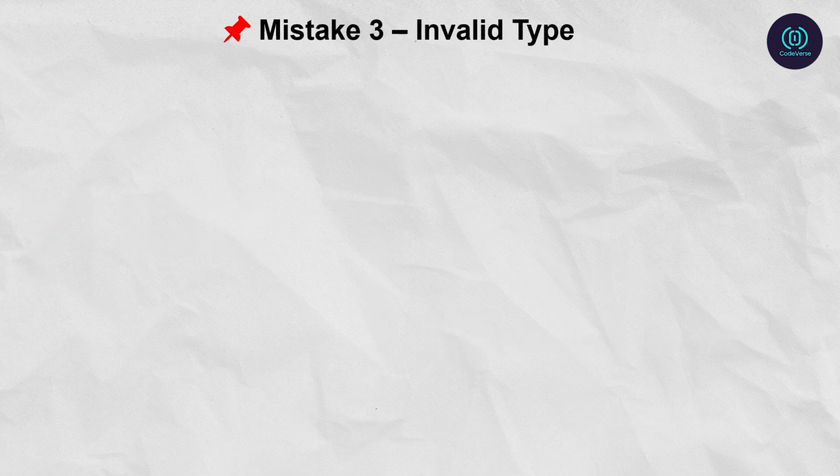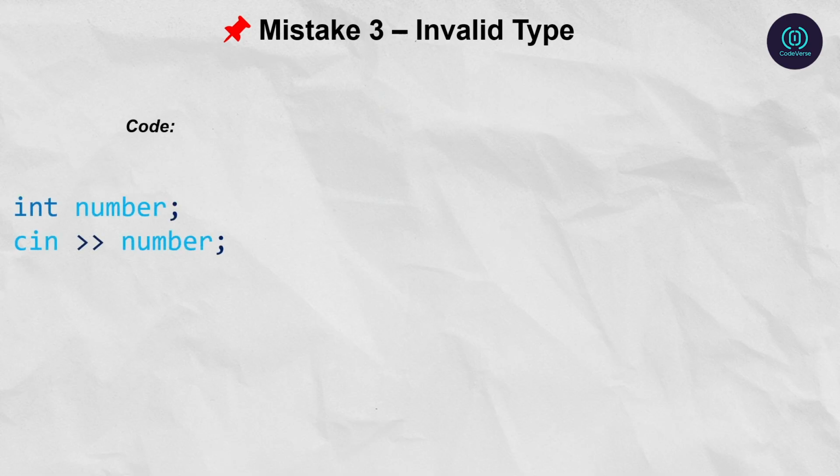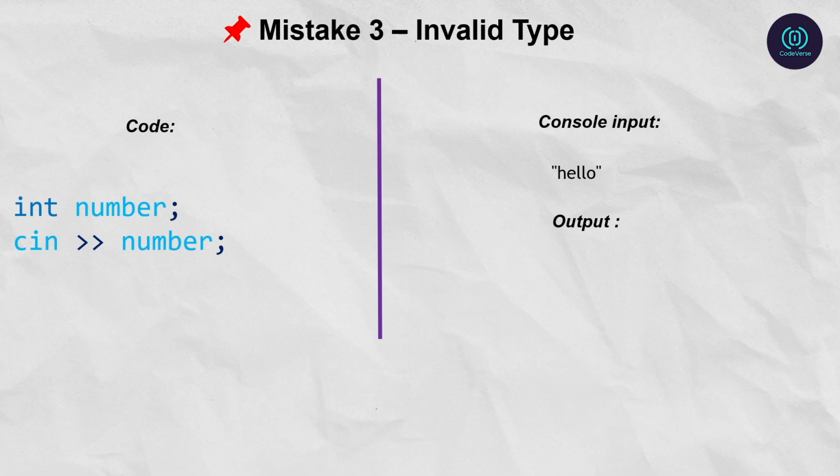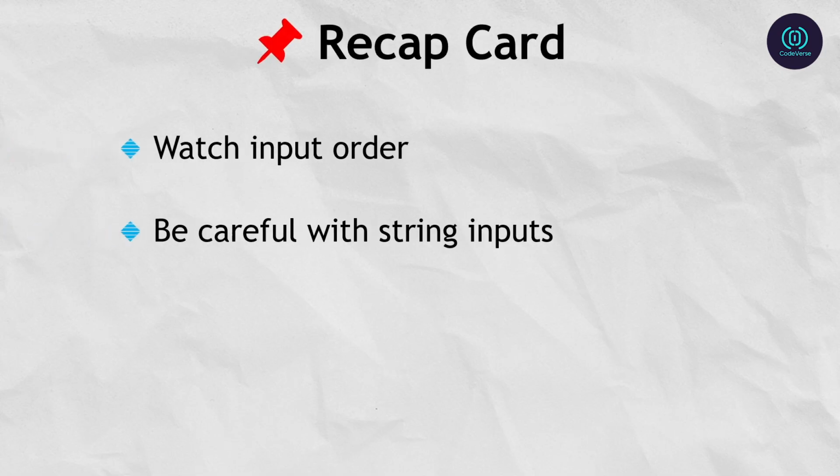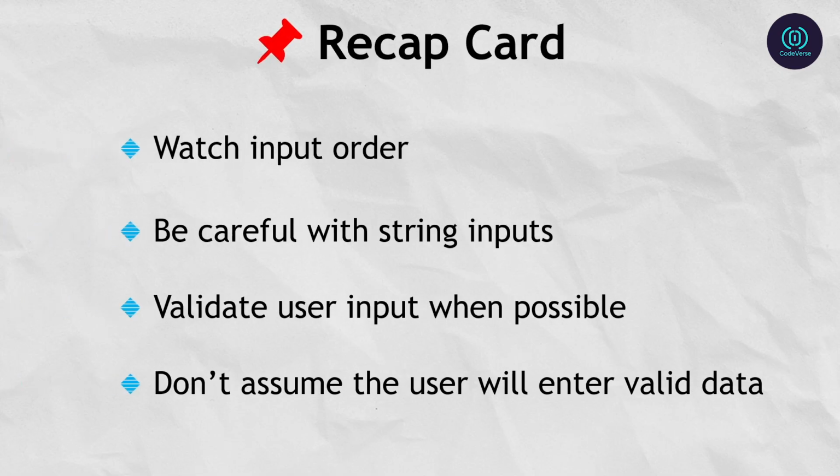Third mistake: assuming the user will always enter the right type. If you ask for a number but the user types a word like banana, cin enters a fail state, and stops working unless you clear it manually. And finally, combining multiple cin operations without checking if the previous ones worked. One invalid input can cause all remaining cin statements to be skipped.